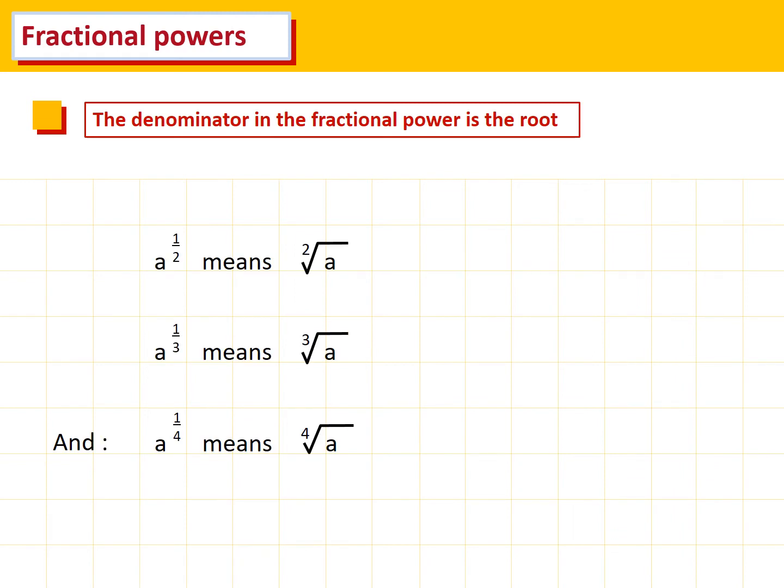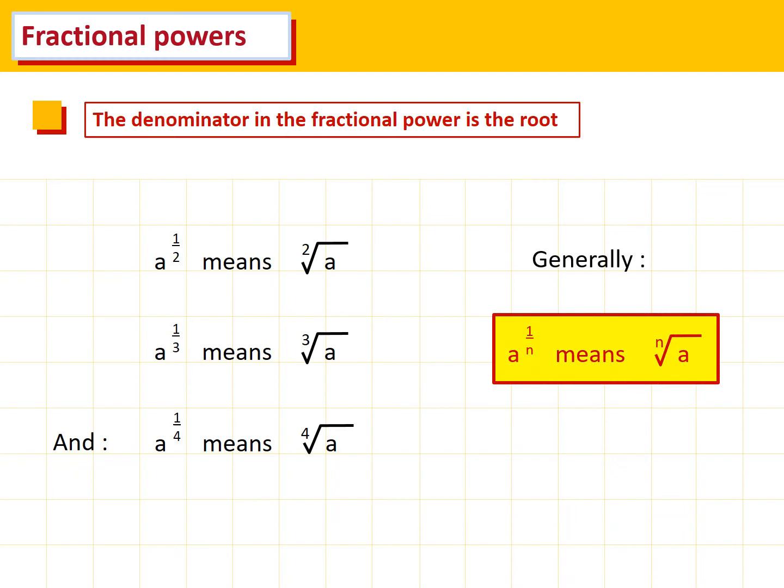Therefore, a power of a half is a square root of, a power of a third is the cube root of, and a power of 1/4 is the fourth root of. And therefore we have a general result that a power of 1/n means the nth root of. So that yellow box there is really important.